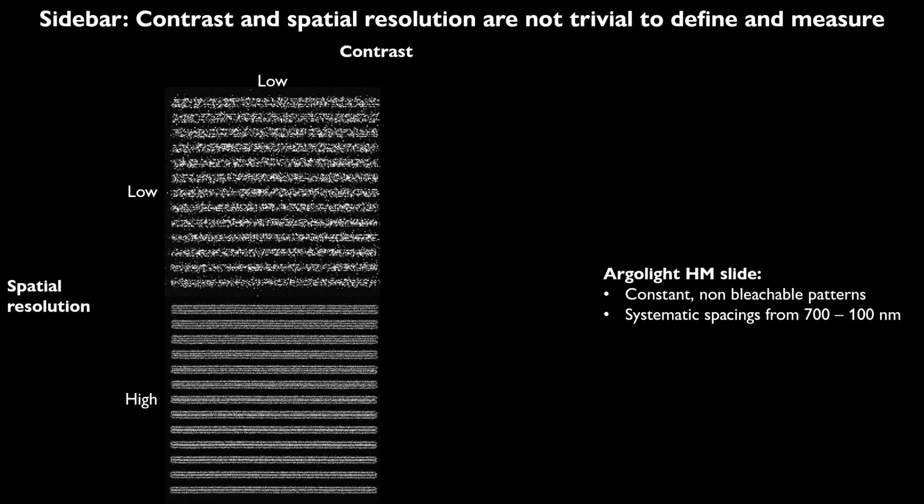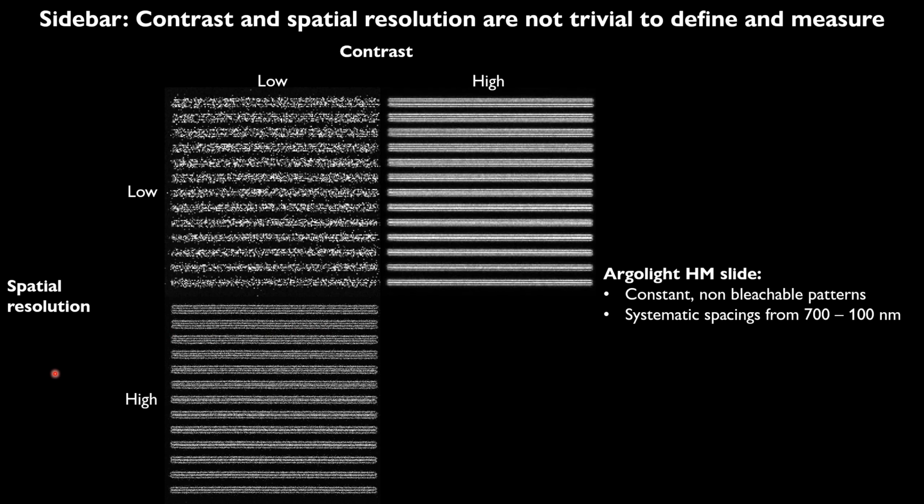This is a version of the same image with high spatial resolution and still low contrast. So it's still noisy, but you can now tell that there is a decreasing separation between these two patterns from here to here. And that goes from 700 nanometer spacing to 100 nanometer spacing.